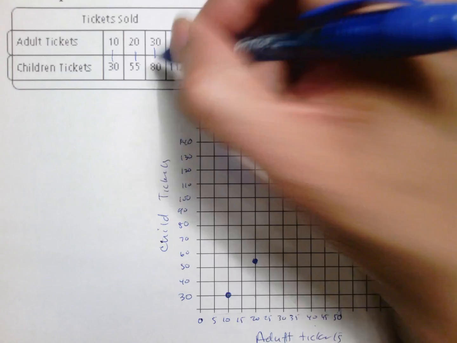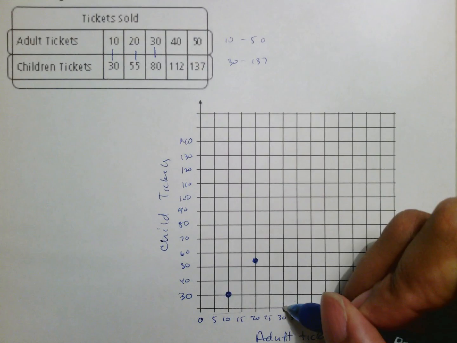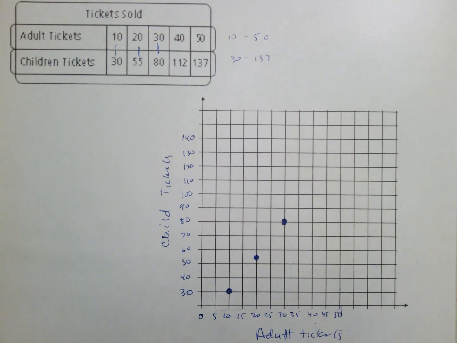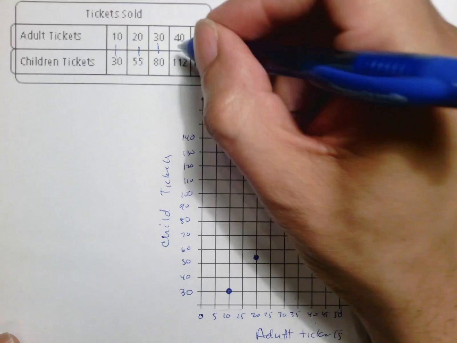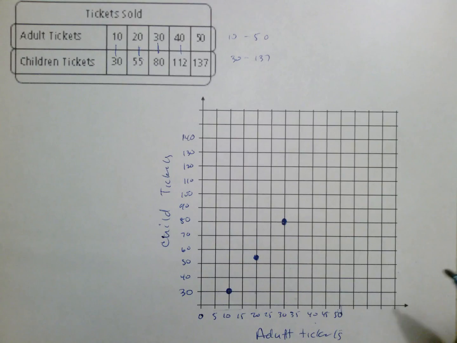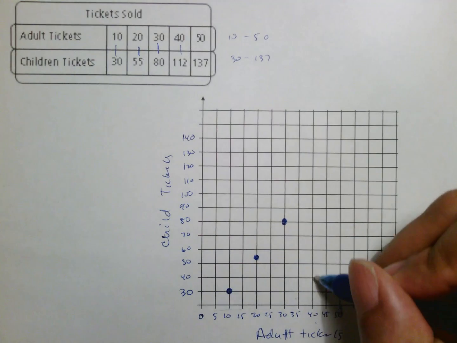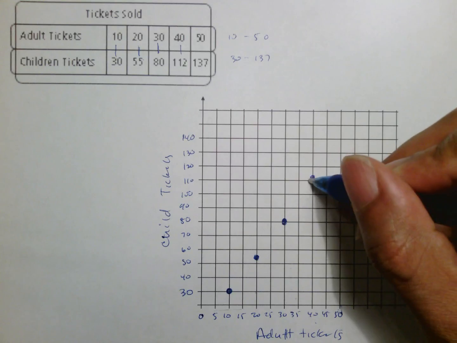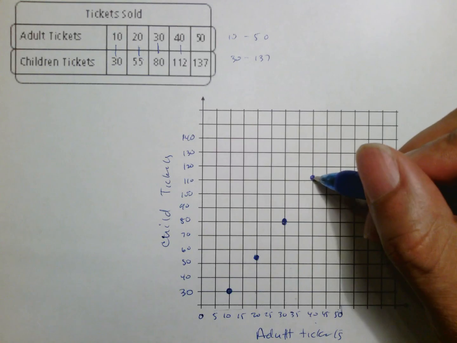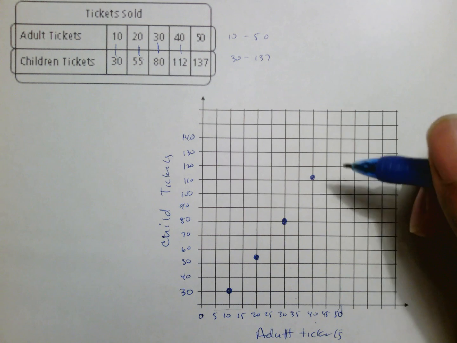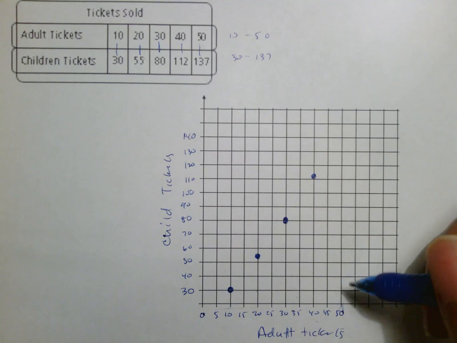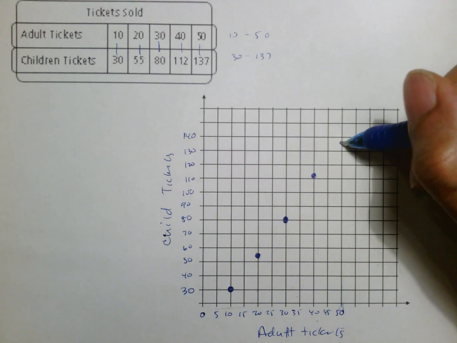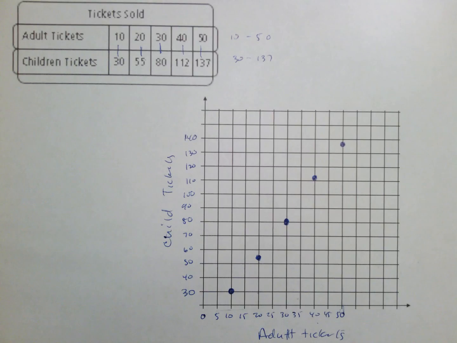Here, 30 on adult tickets leads to 80 for children's tickets, so 30 is here, 80 would be right here. These seem to be lined up pretty good. On the next one, 40 for adult tickets leads to 112 for children's tickets, so 40 is here. 112 would be slightly higher than 110. Again, you can kind of approximate there. That's 100. I'm sorry, it's 110, and so 112 would be kind of about right there. And then 50 for adult tickets leads to 137 for children's tickets, which 137 would be just a little bit below 140, somewhere around there. That would be a scatter plot.